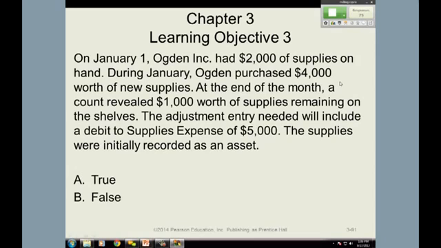Okay, so the clock's not showing up for some reason, but the clock is there, it's just not showing up.